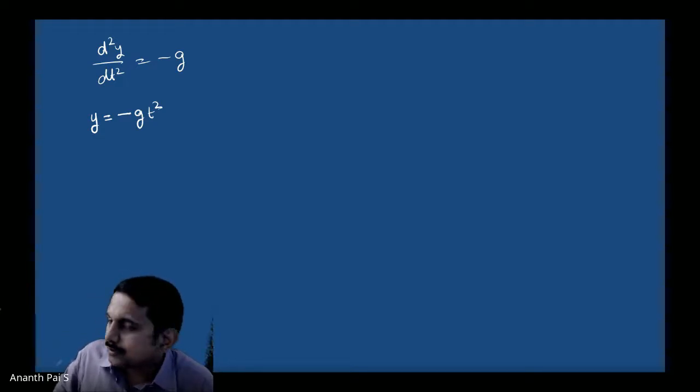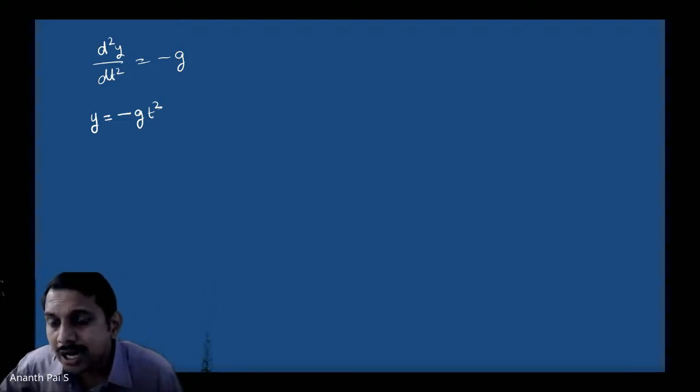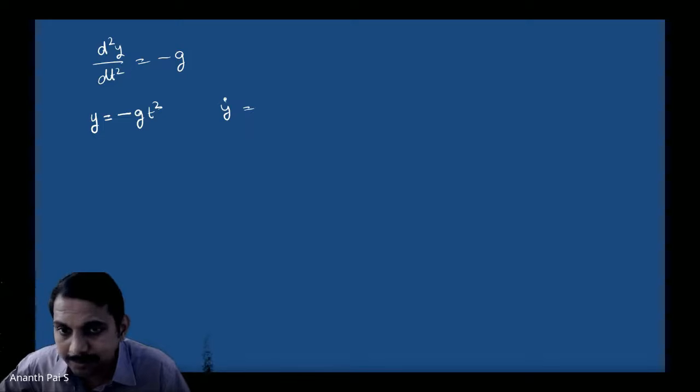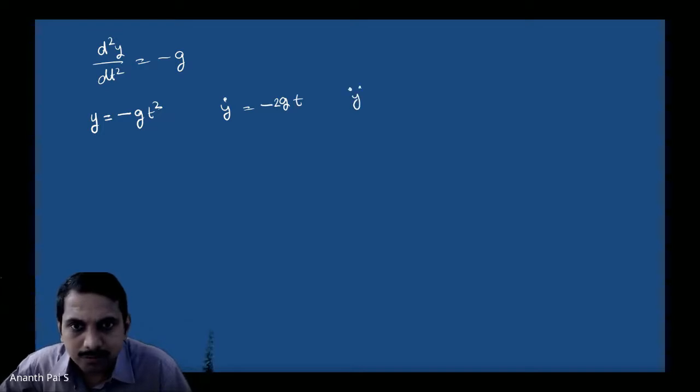Had I used y is equal to minus gt square as a solution, I would have got it, is it not? What would I have got? See, when you differentiate it once, y dot, I will use because with time, it is minus 2g into t. Y double dot would be equal to minus 2g. So this is not proper.